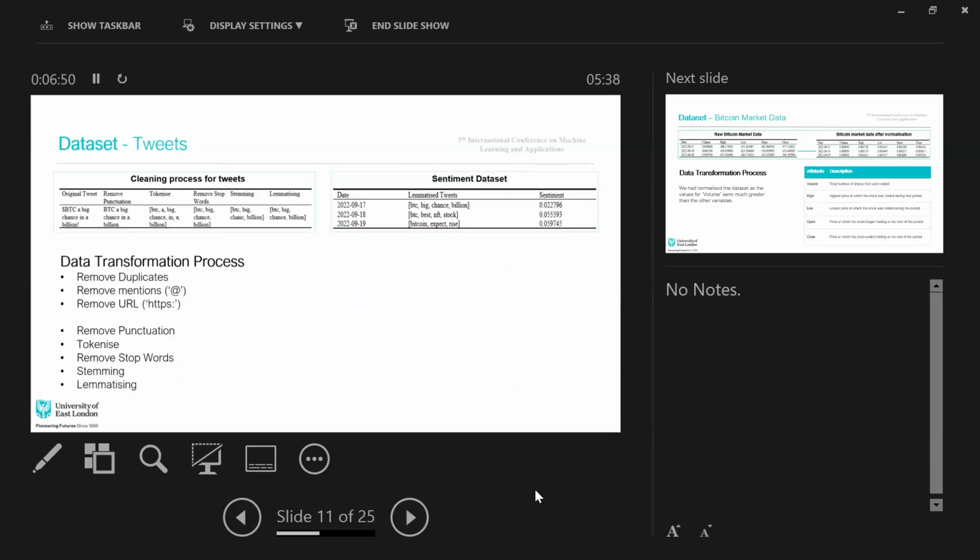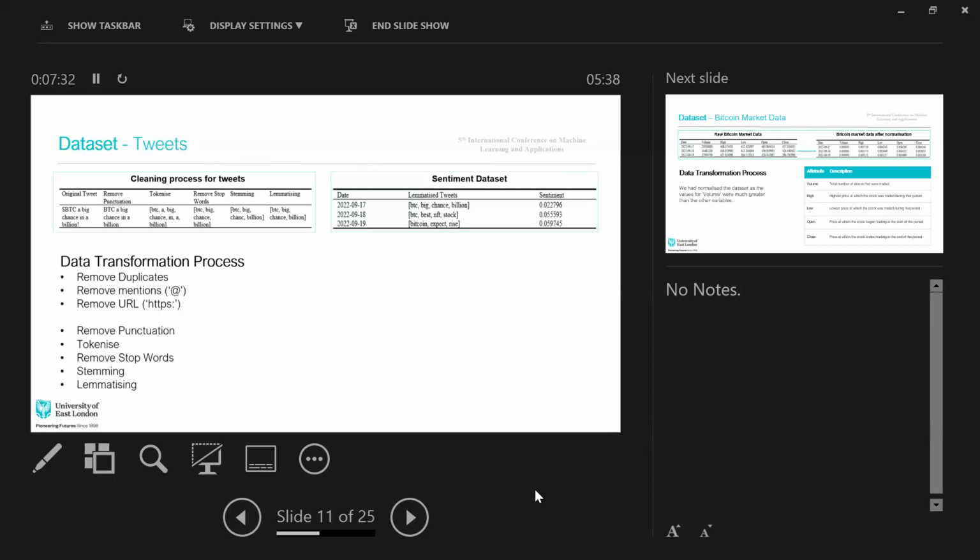So here's a quick snapshot of the Twitter data set. You can see the cleaning process for tweets. The original tweet contained a few characters, whether it's the exclamation mark or the dollar sign as well. So you can see the process we took to break it down: removing punctuation and then tokenizing it, so splitting it by each word and putting it into a list, removing stop words such as the, a, it, things like that. Stemming, so only keeping the key part of the word, and then lemmatizing it afterwards.